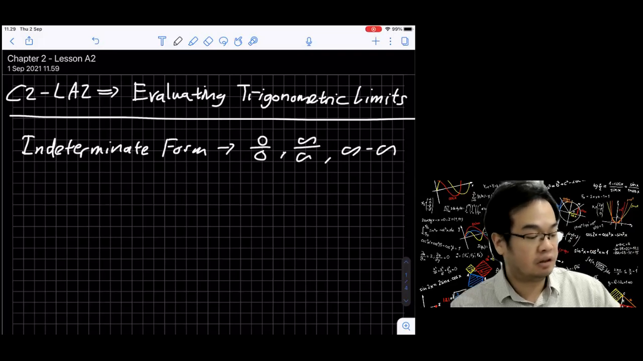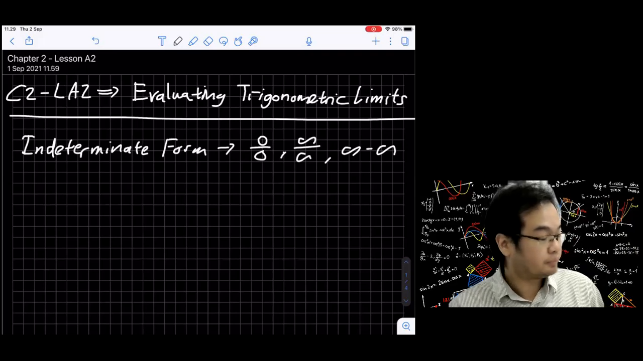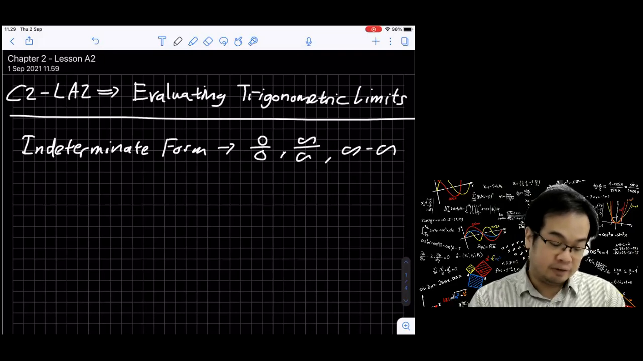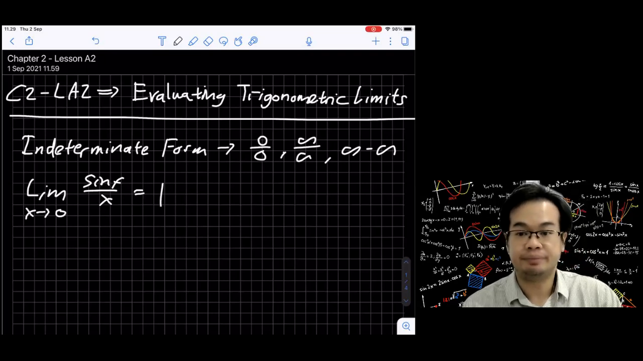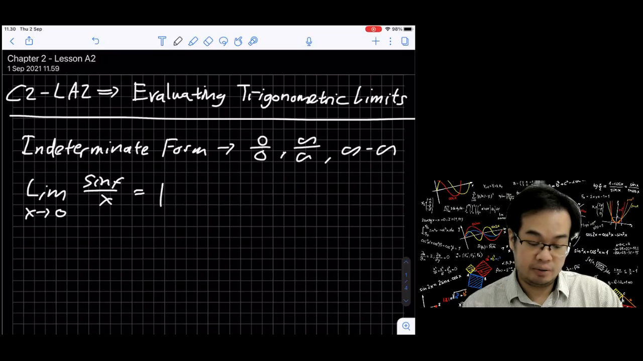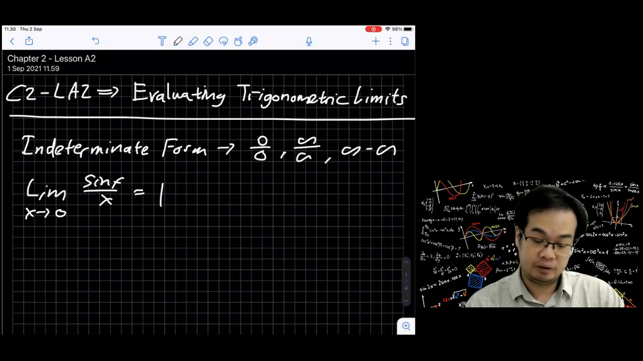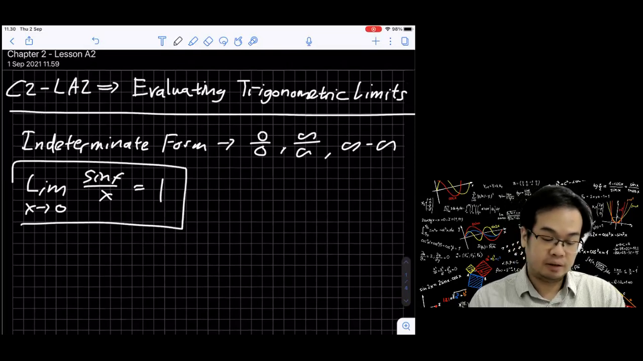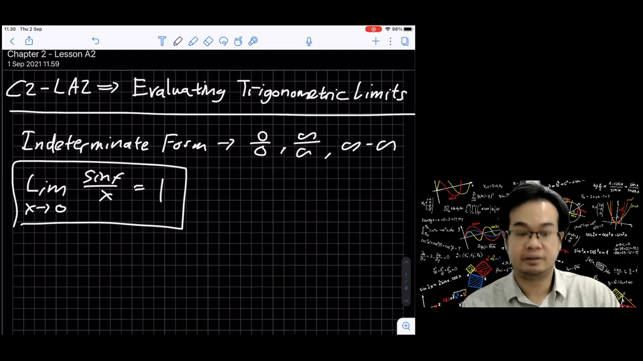Now, if there is a trigonometric function in your limit, then what you need to use is a formula, the fact that the limit of sine x over x as x approaches 0 is equal to 1. Yeah. So now let me prove to you, is it true that the limit of sine x over x when x approaches 0 is equal to 1 or not?